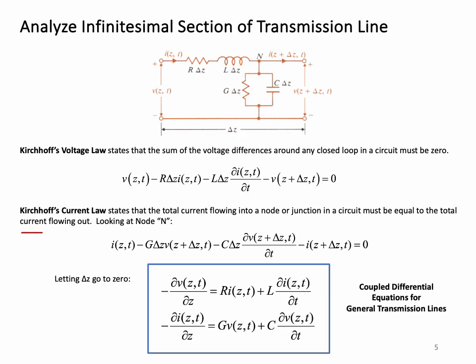Kirchhoff's current law, on the other hand, states that the total current flowing into a node or junction in a circuit must be equal to the total current flowing out. Again, a fundamental conservation of energy law. So let's look at node N in this case.